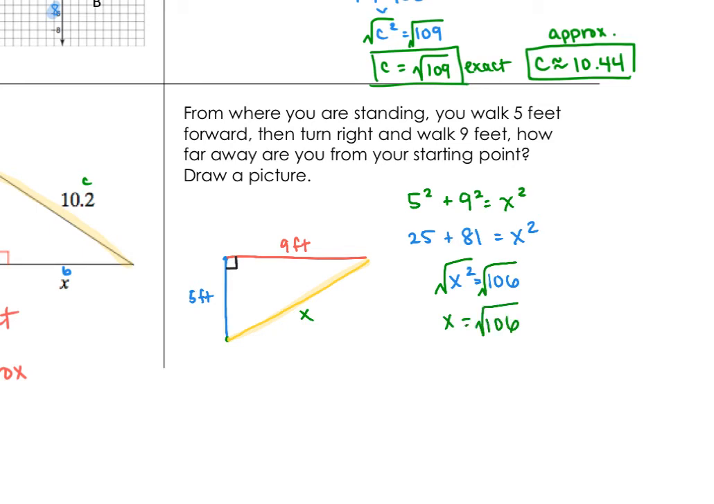So there's my exact answer. To get my approximate, we use our calculator, square root of 106. You get it's approximately 10.295. That means I'm going to round the 29 up to 30.